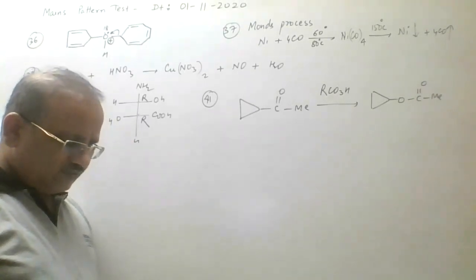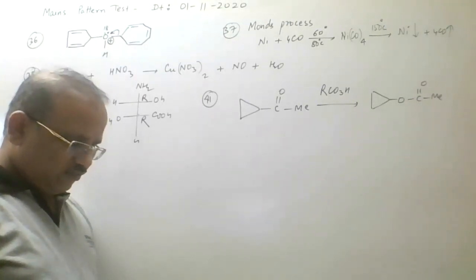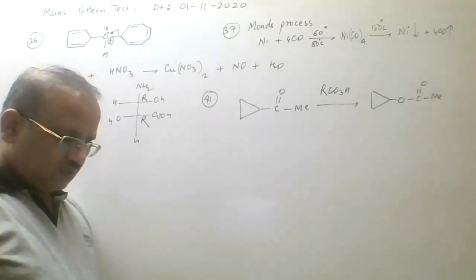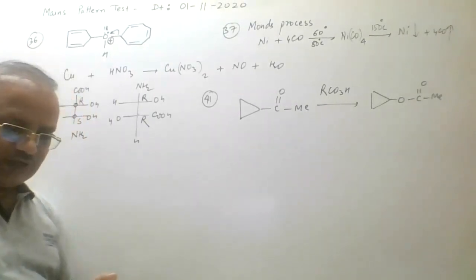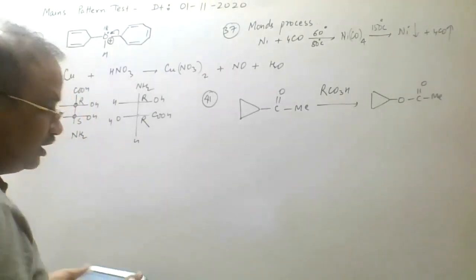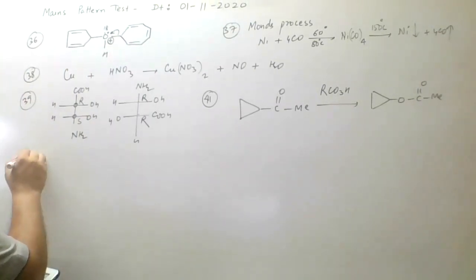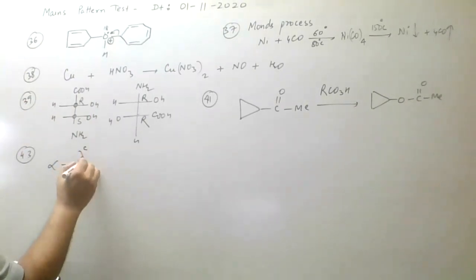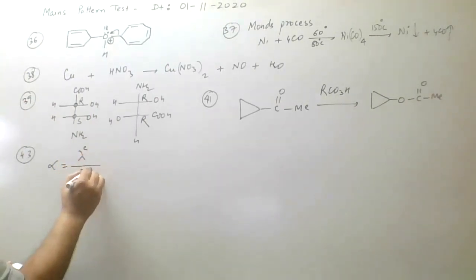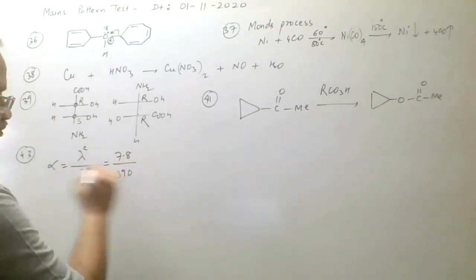Question number 43 is given to us. What is the pKb value for lambda at infinity for ST type, if lambda at infinity is given to us? We are given 40 to 43. We can calculate alpha, because alpha is lambda at a given concentration divided by lambda at infinite concentration. That is 7.8 divided by 390. So we are given the alpha.